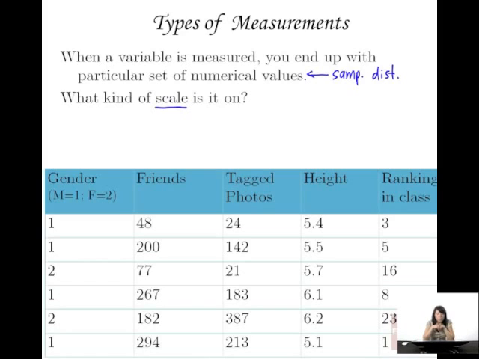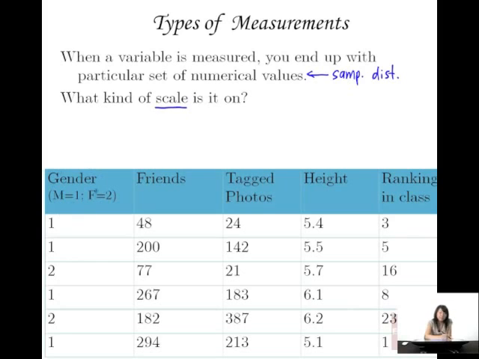Well, one reason that it might be helpful to think about what kind of measurement scale a piece of data is on is because it helps us compare pieces of data. For instance, could we look at a number of friends and compare that to ranking in class? Well, those numbers actually stand for very, very different ideas. And that's what we mean by measurement scale. What does the number mean? What kind of information does it give us?